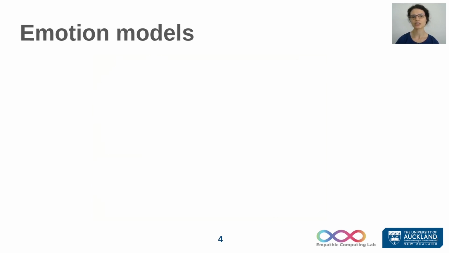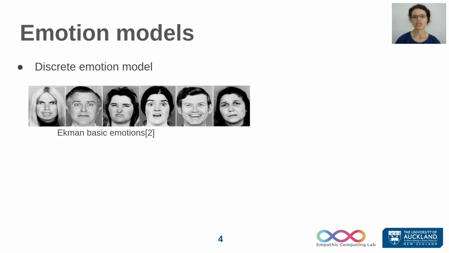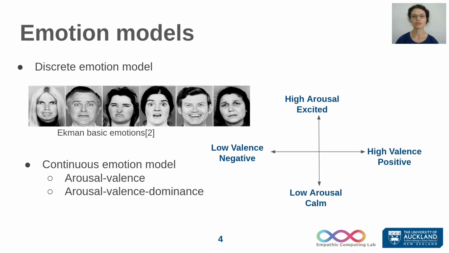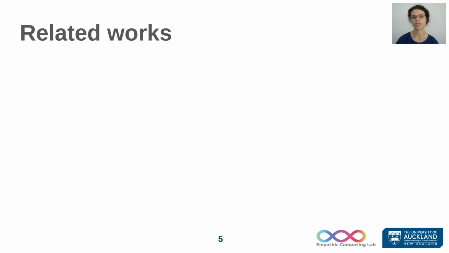Researchers have modeled emotions in two main categories to measure emotions, including the discrete emotion model or Ekman basic emotions and continuous or dimensional emotion model, including arousal valence and arousal valence dominance dimensions. In our research, we used the two-dimensional arousal valence model and basic emotion model for measuring emotions.